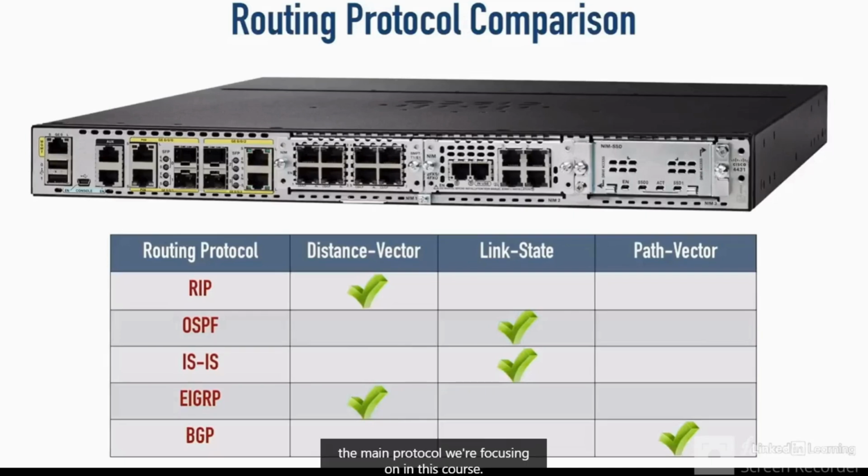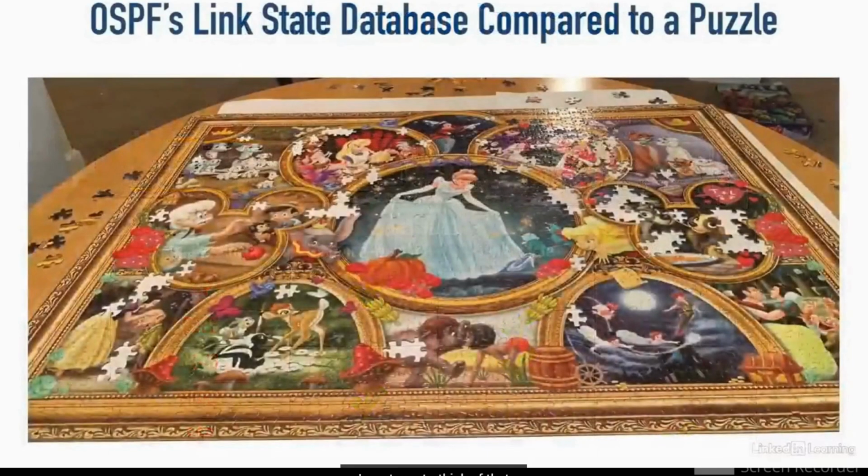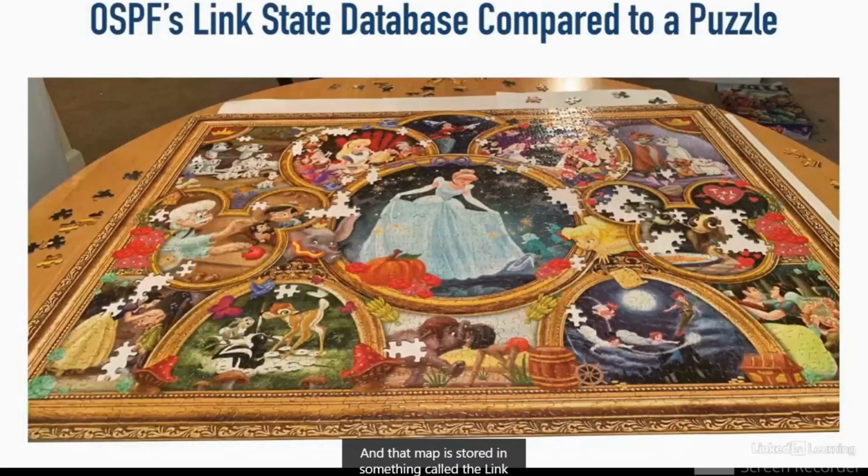But with OSPF, the main protocol we're focusing on in this course, I said it's going to have a map of the topology. I want you to think of that map much like a puzzle. And that map is stored in something called the link state database. Now, this is a puzzle one of my daughters was working recently, and it had like 1,500 pieces to it. And as I saw it, it reminded me a lot of OSPF.